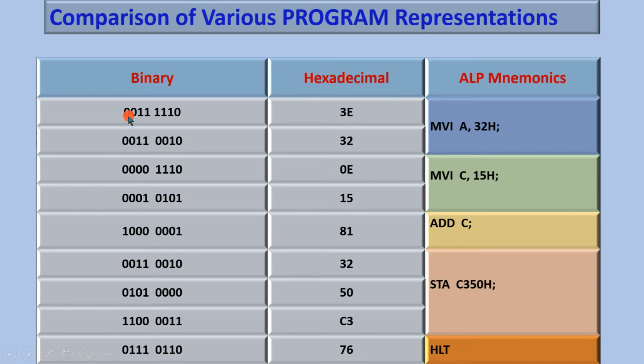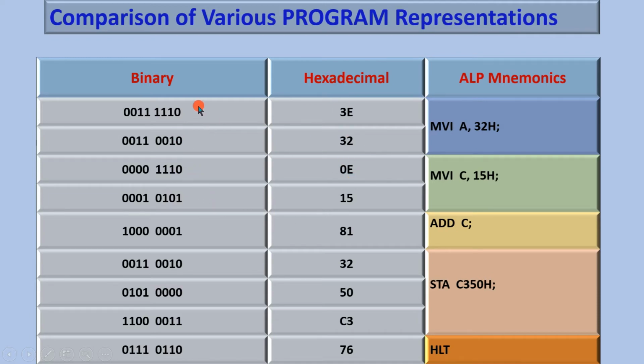And for our convenience, we are using hexadecimal codes. Now this binary 00111110 can be represented in hexadecimal as 3E. This 00110010 can be represented by 32. The third one, 00001110, can be represented as 0E in hexadecimal.